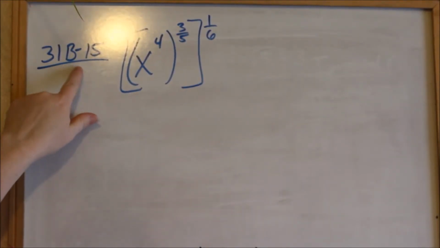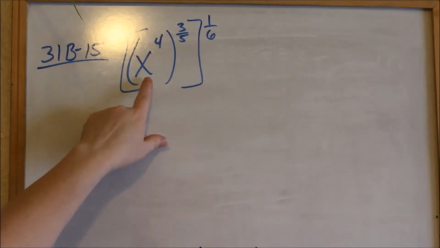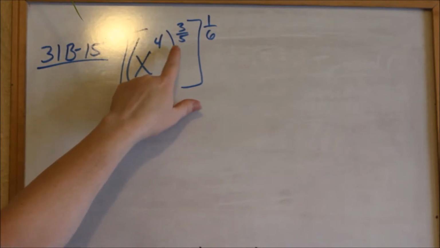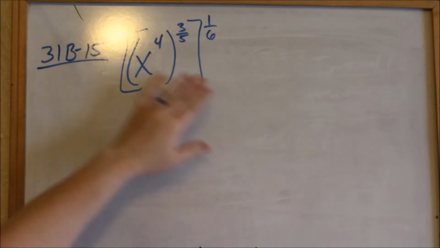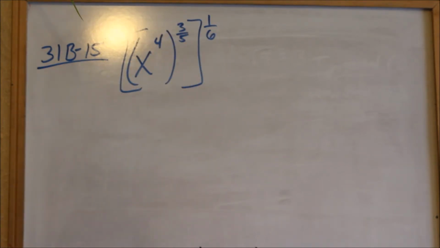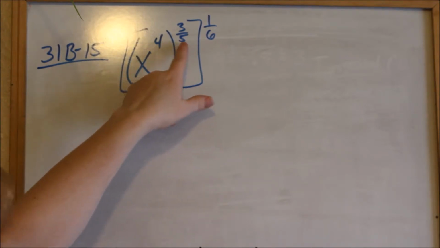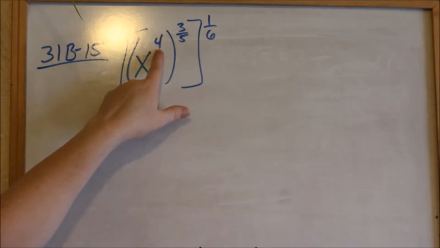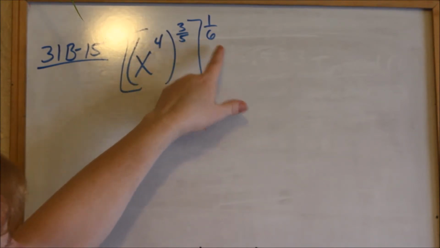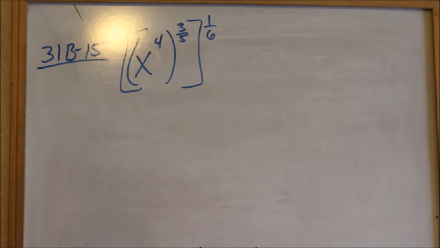Okay, now we're looking at 31B15. Here we have x to the 4th raised to the 3/5 raised to the 1/6. The rules of math are the same no matter if your exponent is a whole number or a fraction. So we have an exponent raised to an exponent raised to an exponent. What do you do when you have an exponent raised to an exponent raised to an exponent? You multiply. So you can just multiply all of these numbers together.